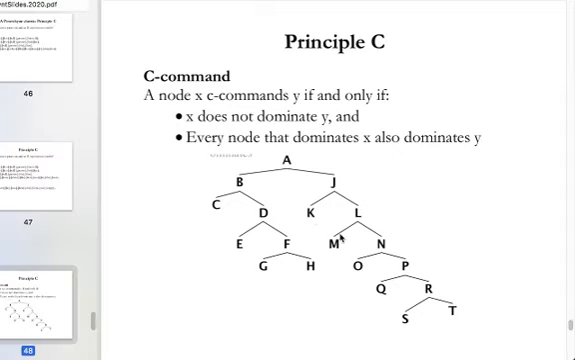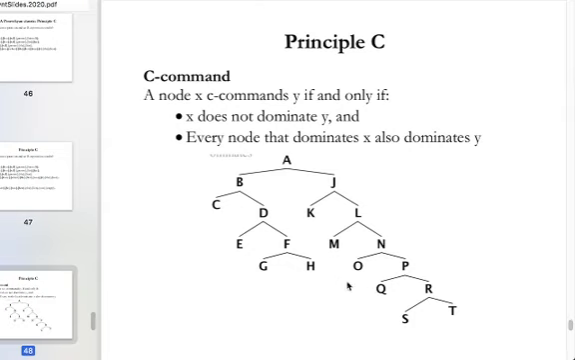So that's the formal definition of C command. In more practical terms that are easier to understand, C command basically means this node C commands its sister, the thing that's next to it, and everything underneath the sister.